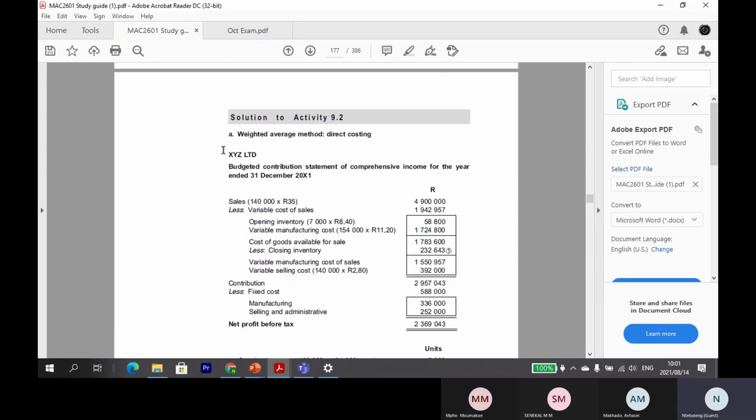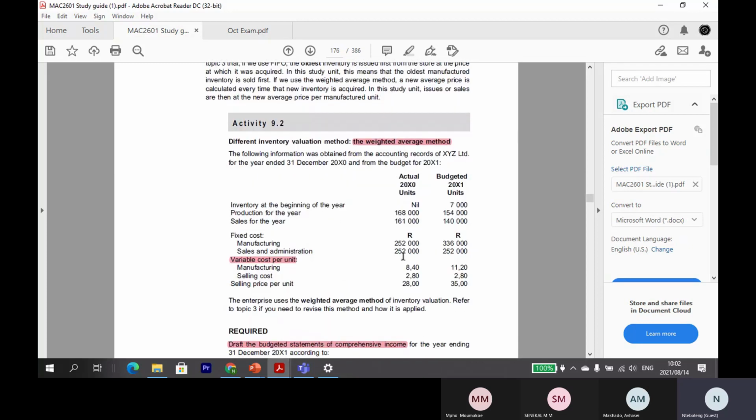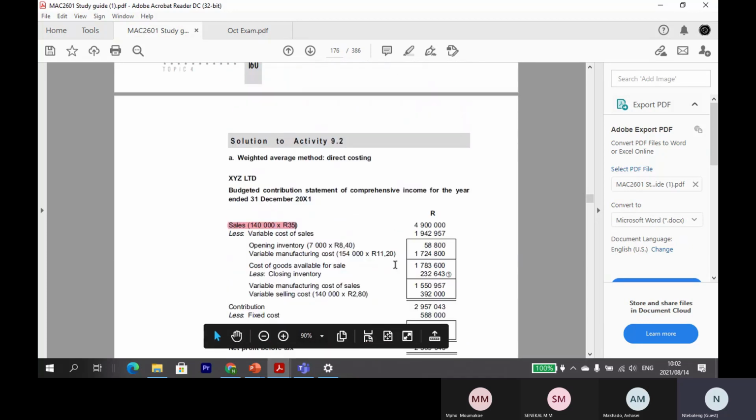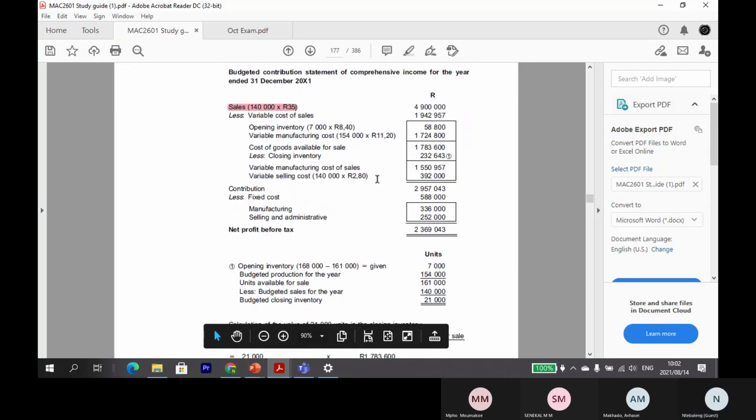So the solution. Sorry guys, I just have a problem with my lungs today. Budgeted contribution, we will have our sales. Our sales is straightforward. It's that 140,000 that they gave us, and then they gave us the selling price, which was 35 rand.